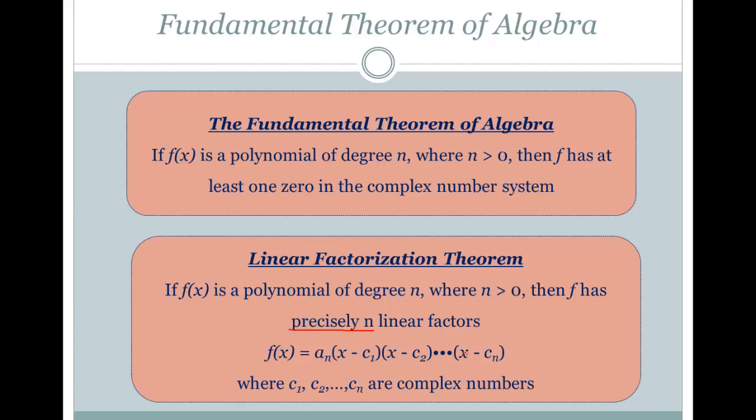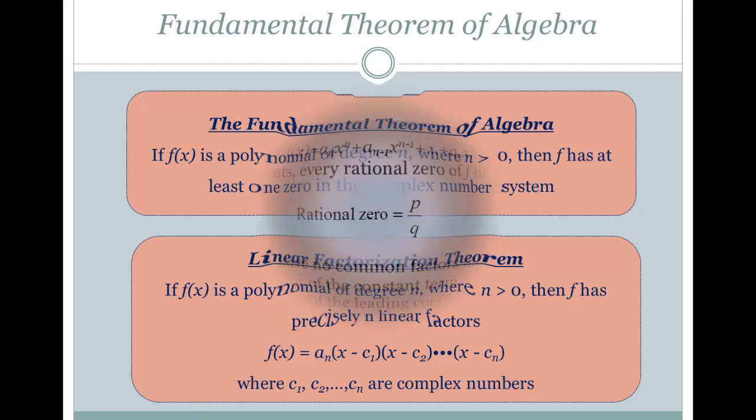So if I have a polynomial of degree 5, I have 5 linear factors, whereas c1, c2, all the way up to c5 are in the complex number plane. They could be all reals, they could be imaginary. We're going to learn more about imaginary roots in a minute. Let's talk about the real roots.